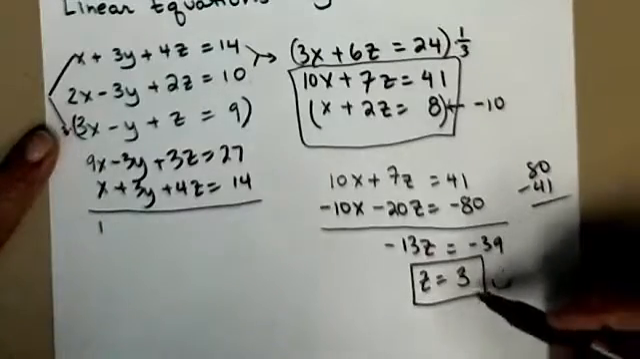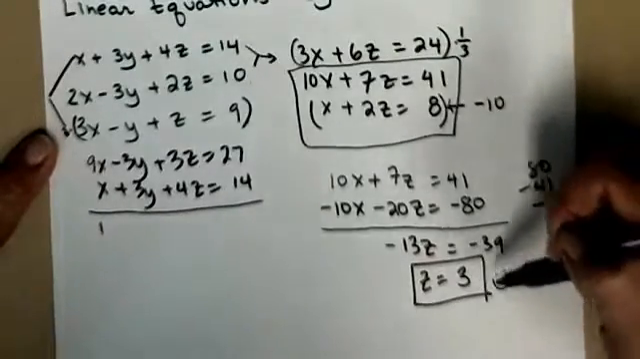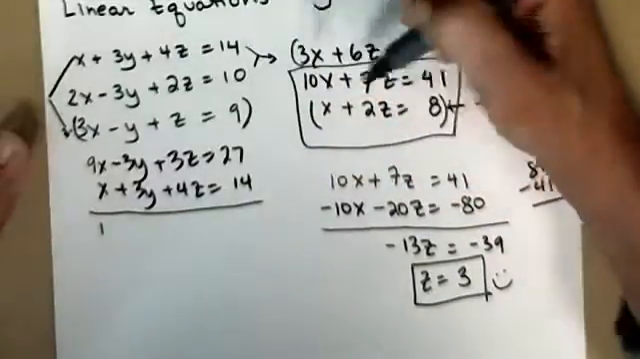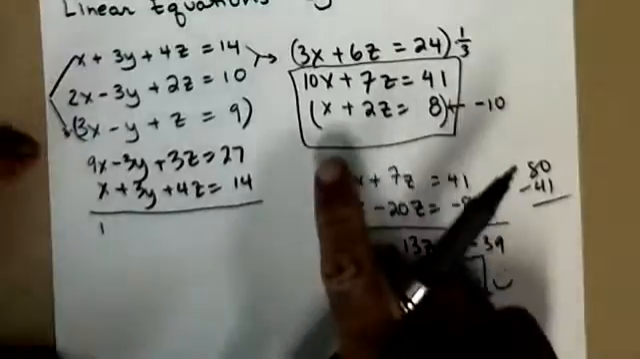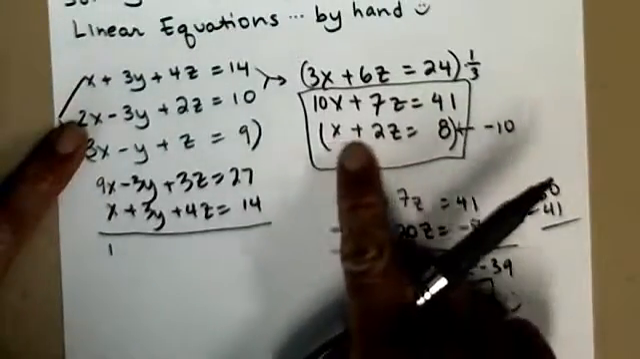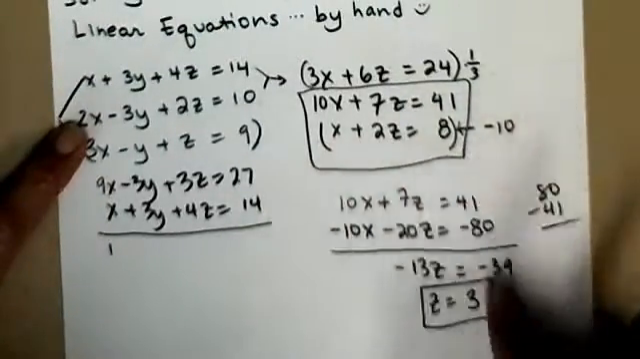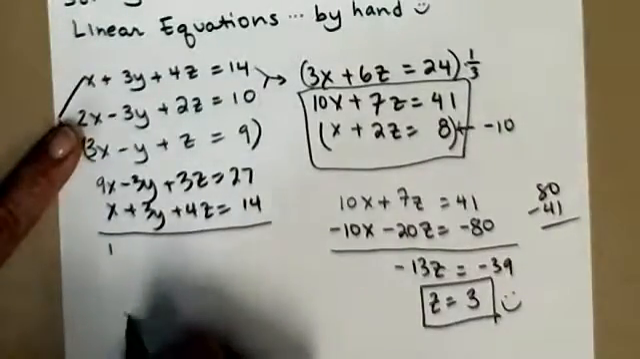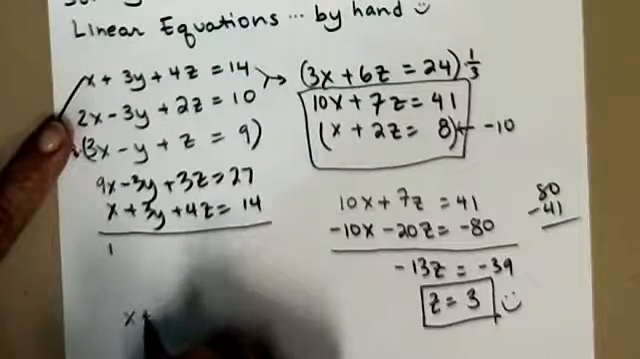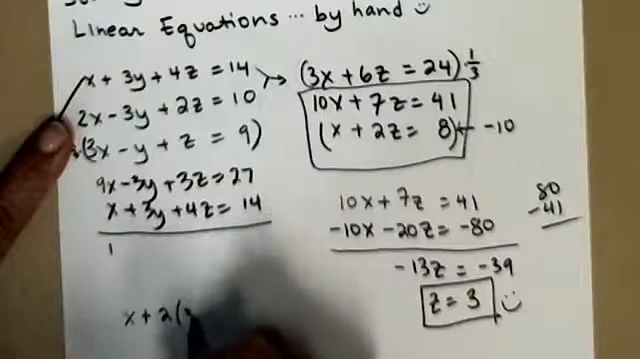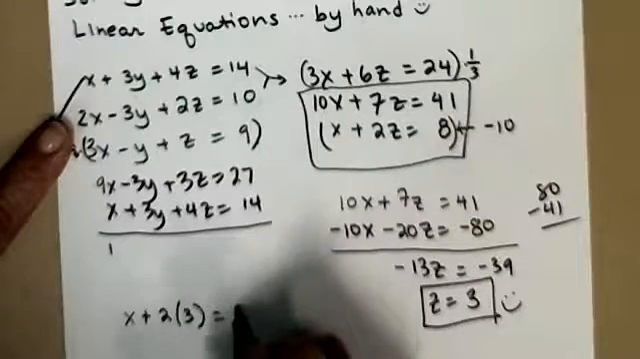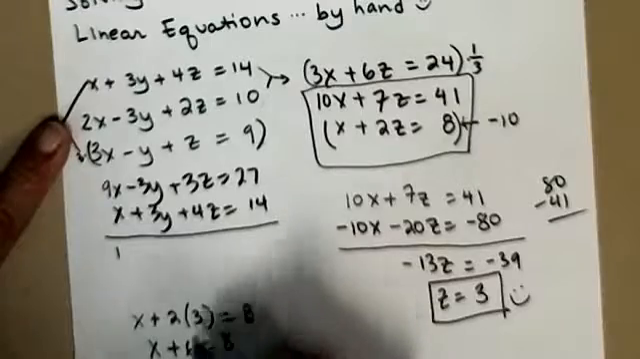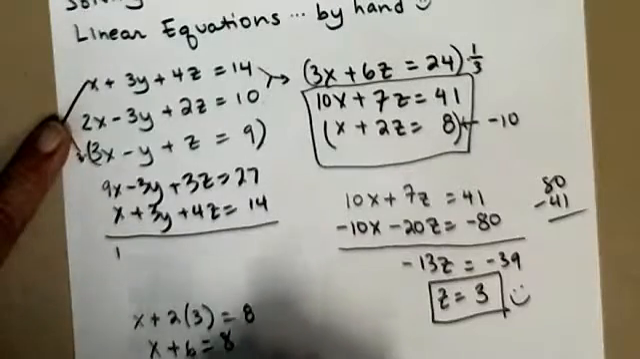Once you have one of your variables' values, you can just work your way back up through your equations to find the other two variables. So here's a relationship I have between x and z and constants. So I know that if z is 3 and I plug that in, that'll tell me x. So here we are looking for x. x plus 2 times z, which we know is now 3, equals 8. x plus 6 equals 8. Looks like x is 2.